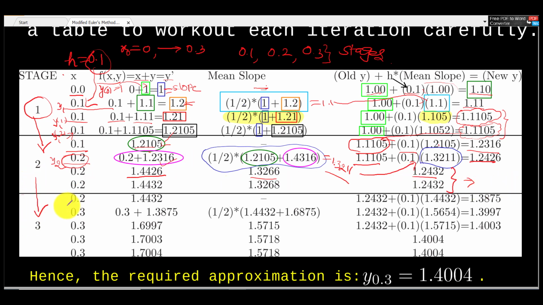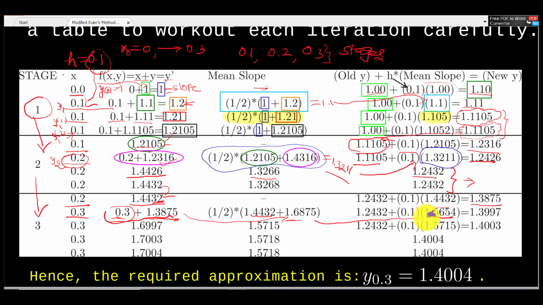Okay, where the starting point of x is 0.2 and obviously y is 1.4432 that I have told you earlier, and mean slope which is same as 1.4432, and then 1.3875, that 1.3875 here being carried forward, and obviously the next value of x is 0.3 being added 0.1 to this 0.2, and then 1.4432 this entry plus 1.6, that is addition of these two, that 1.6875 is this one. You will get the answer. That answer is 1.5654 that you need to use here.